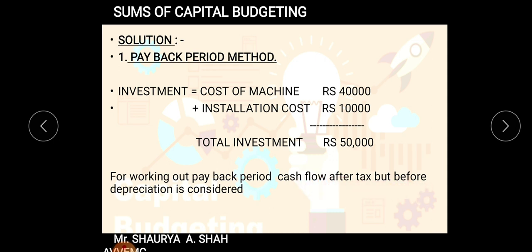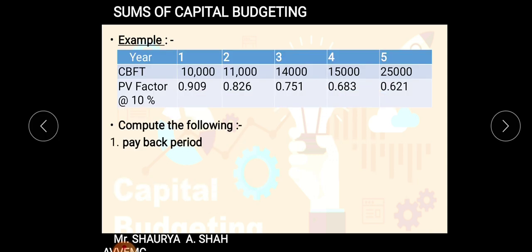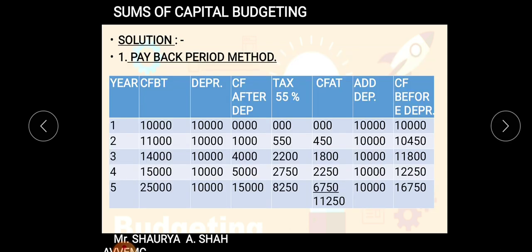Cash flow after tax but before depreciation is considered. So if you understand, CFBT is your cash flow before tax. Fine. So what we'll do is, we'll prepare a table of 8 columns. What is each column all about? First understand, then you can note it down.